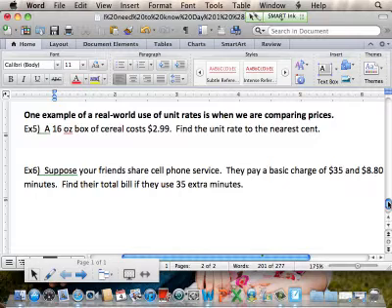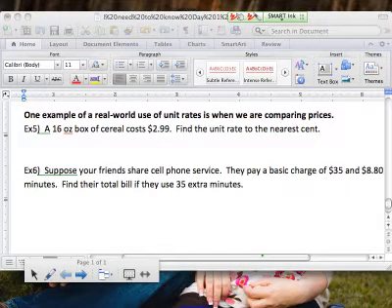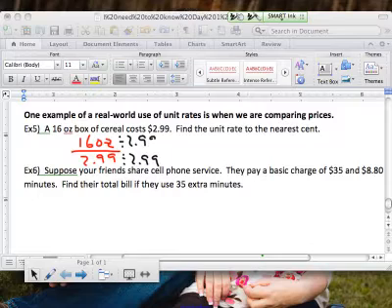So all you're going to do is say 16 ounces on top. So you write your fraction: 16 ounces are $2.99. I want to figure out how many ounces, and again, the idea is to get the denominator to be 1. Well, if I want the denominator to be 1, then I have to divide the top and the bottom both by $2.99. And again, remember, that's completely acceptable when you're simplifying fractions.